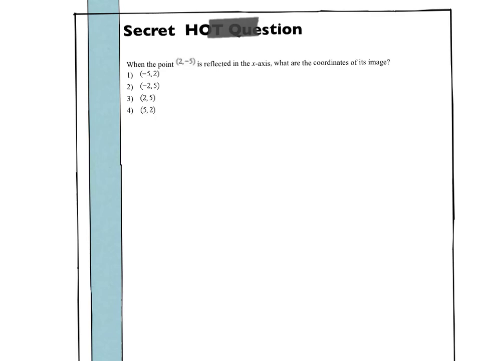And last but not least, we have our secret hot question, which says, when the point (2, negative 5) is reflected in the x-axis, what are the coordinates of the image? Please make sure when you answer this question, you can show how you got it done.